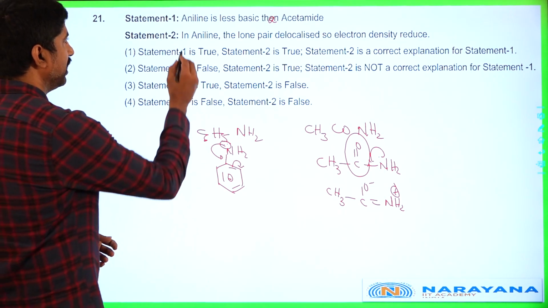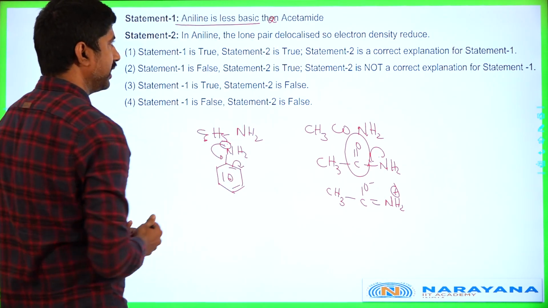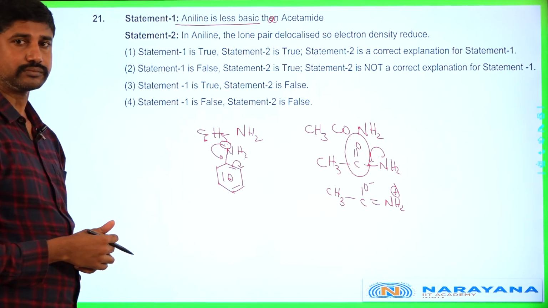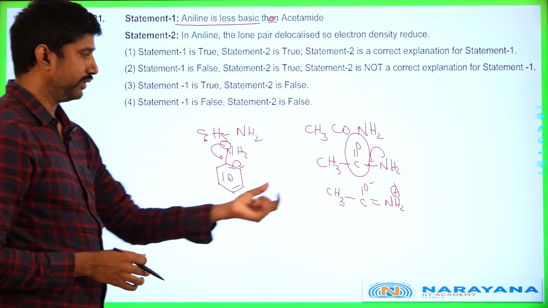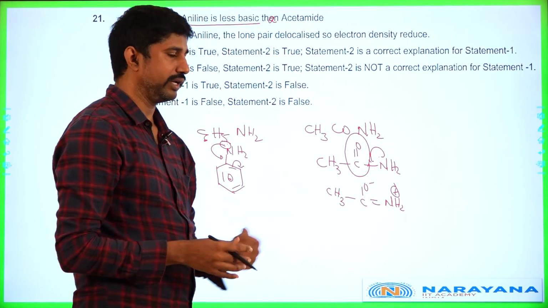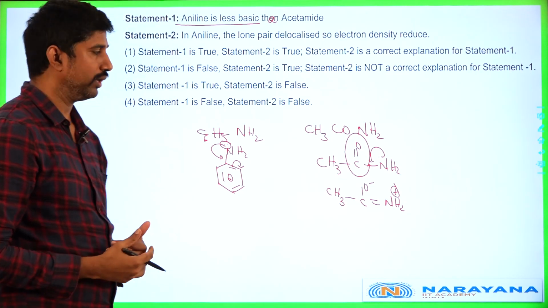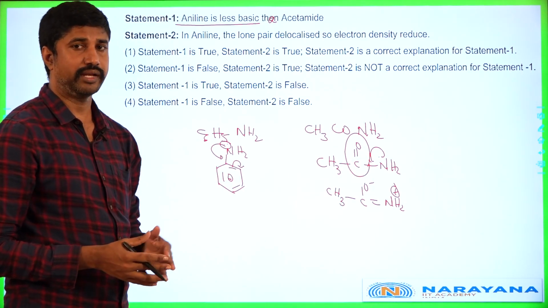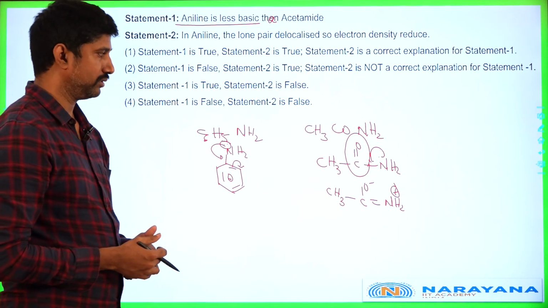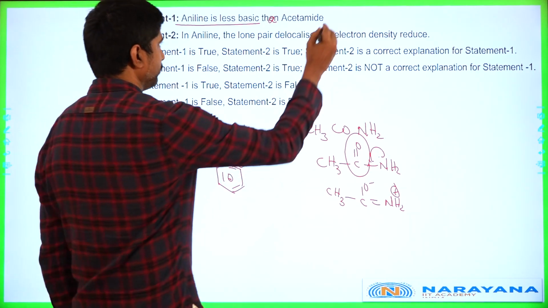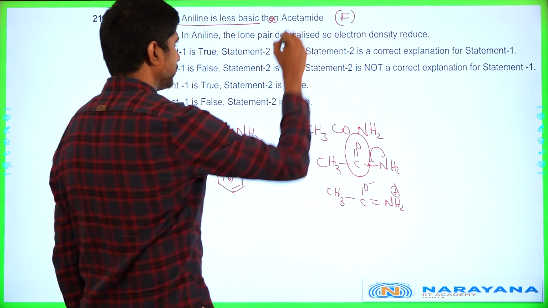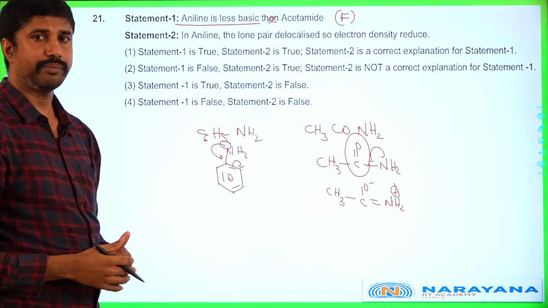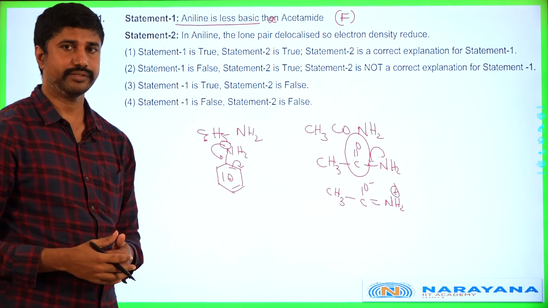But here they gave that aniline is less basic than amides. That is wrong. Because of this conjugation and the electron withdrawing character of CO together, amides are always less basic than amines and anilines. So statement 1 is undoubtedly a false statement.